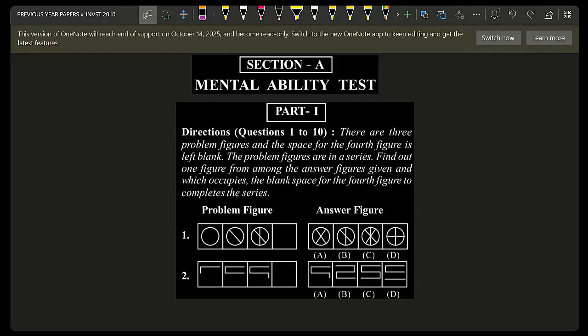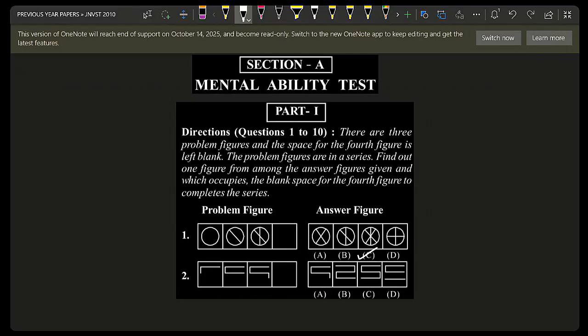In each successive figure, one line increases. So the answer figure must have 3 lines. In the first figure, 0 lines. There are no lines here. And in the second figure, there is 1 line. And in the third figure, there are 2 lines. So we expect 3 lines in the question mark blank. So the 3 lines are available in option C.